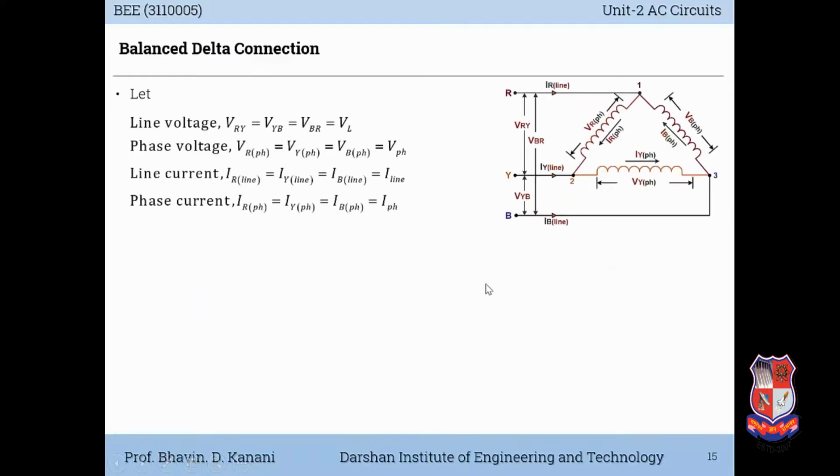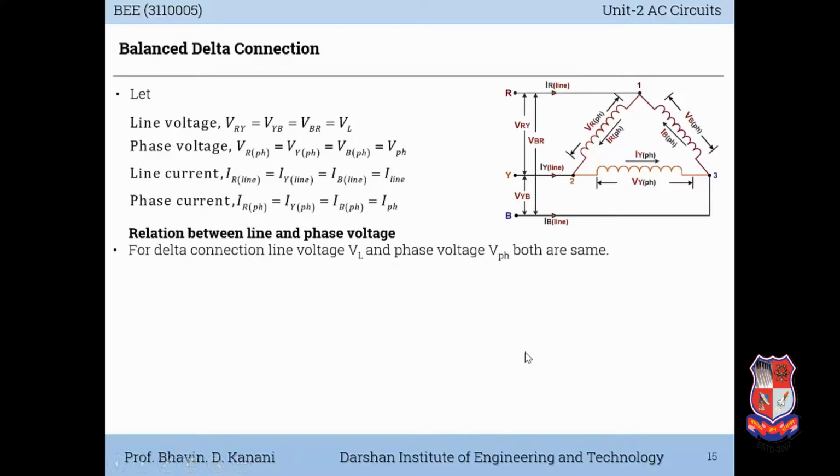Now let us try to understand mathematically again. Line voltage is equal to VRY, see from this diagram, is equal to VYB is equal to VBR. So all line voltages are same because this is delta configuration in balanced condition. For phase voltages, VR phase is equal to VY phase is equal to VB phase. That means all three phase voltages will be same. Again, for line current, same way, IR line is equal to IY line is equal to IB line. That is, all line currents will be same, and same for the phase currents.